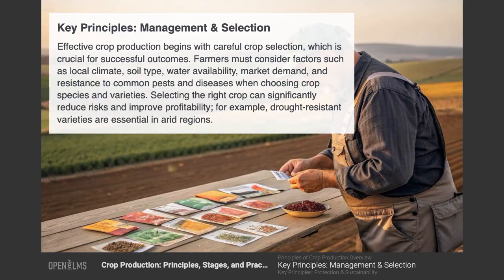Key principles: management and selection. Effective crop production begins with careful crop selection, which is crucial for successful outcomes. Farmers must consider factors such as local climate, soil type, water availability, market demand, and resistance to common pests and diseases when choosing crop species and varieties. Selecting the right crop can significantly reduce risks and improve profitability. For example, drought-resistant varieties are essential in arid regions.